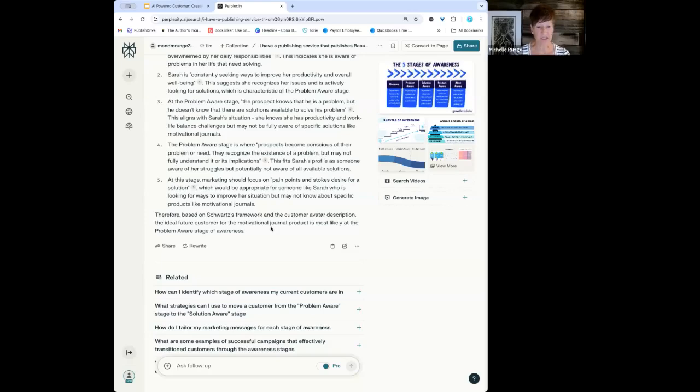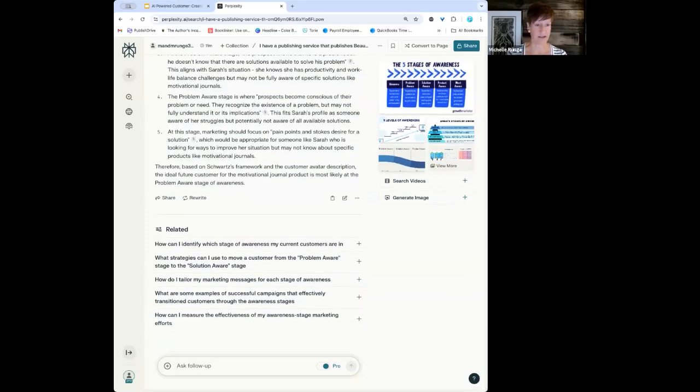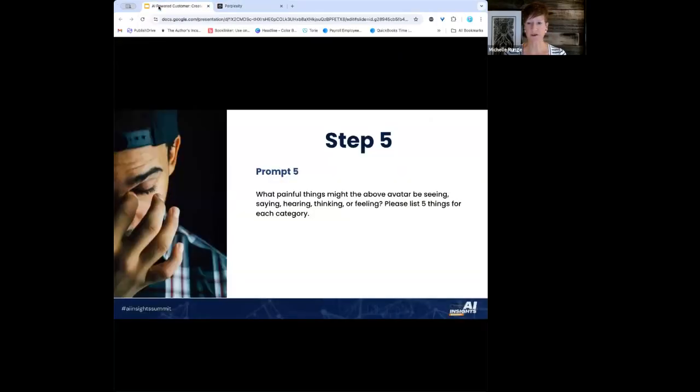This is great. It's actually pretty hard to find products that are at this stage. So this is really exciting. Okay, so we're going to go back here and we're going to go a little bit further. We're going to do something that's called empathy mapping. Now, I don't know if any of you know what that is, but we've already identified some of the pain points. With empathy mapping, we're taking a look to see what this person might be seeing, saying, hearing, thinking, or feeling.